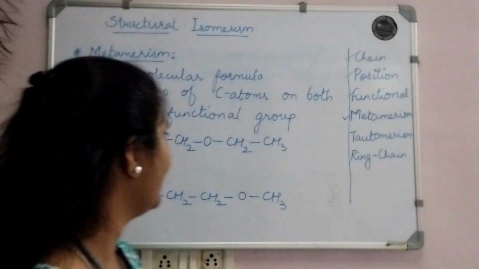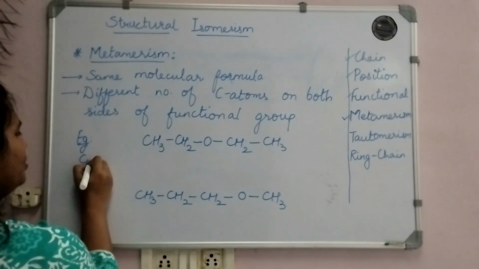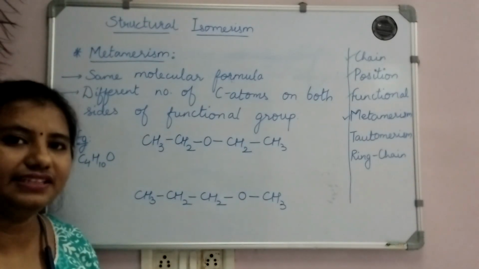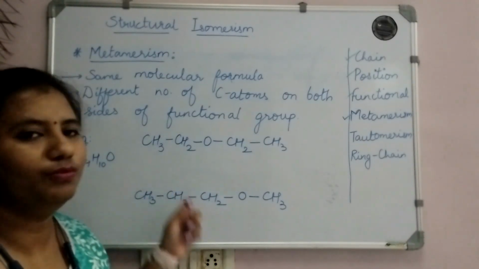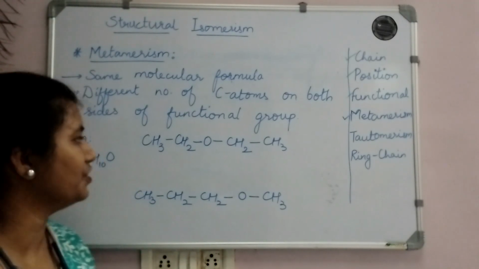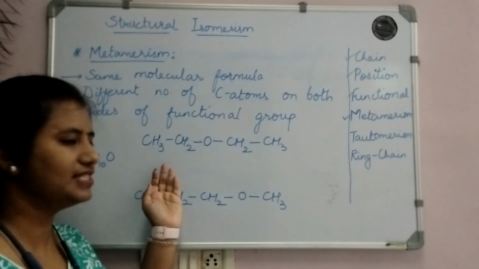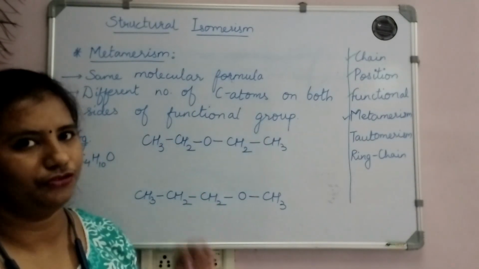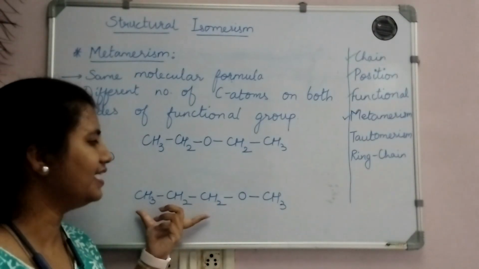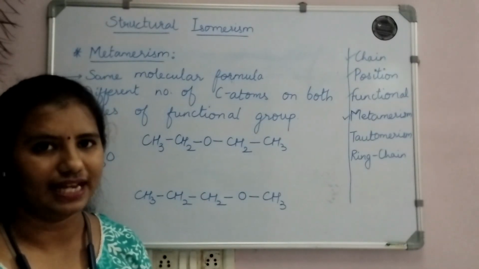The example that I have taken over here has the molecular formula C4H10O. This is an ether molecule. Now here we have two molecules, both of them are ethers. The only difference we can see over here is, here we have two carbon atoms on this side of oxygen and two carbon atoms on that side of oxygen. And in the other molecule, we have three carbon atoms on this side of oxygen and only one carbon atom on that side.